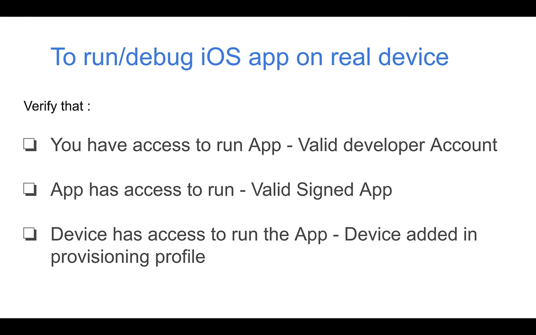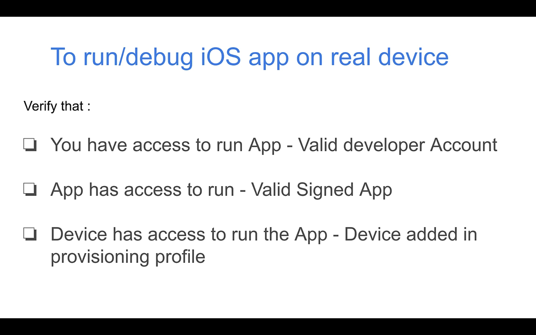In order to run or debug an iOS app on a real device, you need to make sure three things are satisfied. The first one is you have access to run the app. The second one is the app has access to run, that means a valid signed app. And the third thing is your device, the iOS device or mobile you are using, has access to run that particular app.